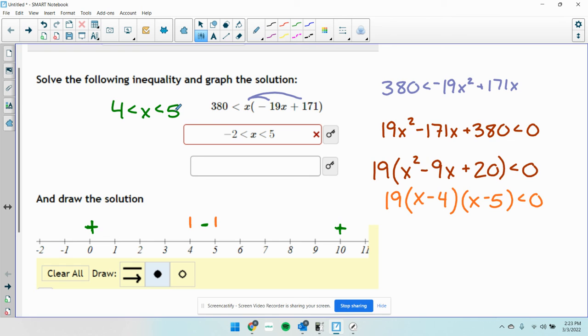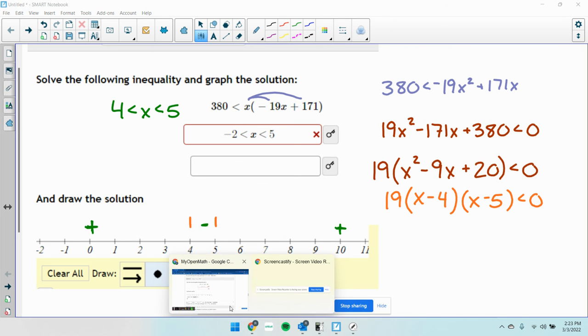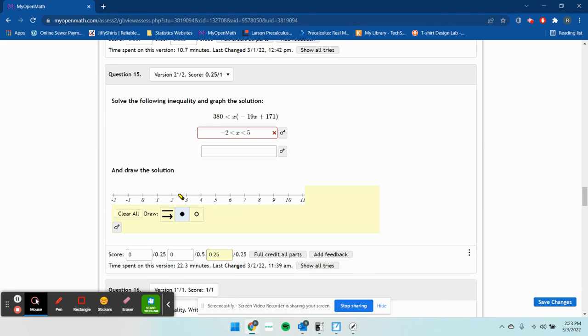Okay, now if we're going to draw the solution, let's see here. I'll go to this page. Draw the solution. I want open circles at 4 and 5. So you'll put your endpoints first. Then I'm going to draw the line connecting them. Like that. So do your endpoints first. Open circles for not including them. Closed circles if I do include them. And then you'll draw the line in between them.